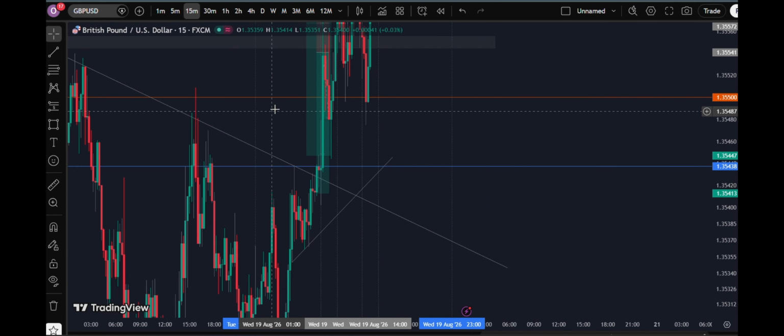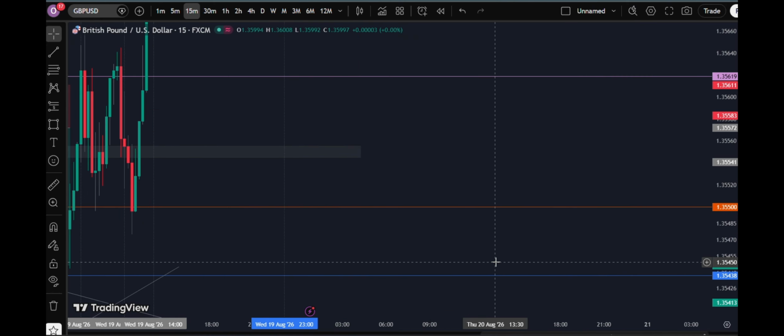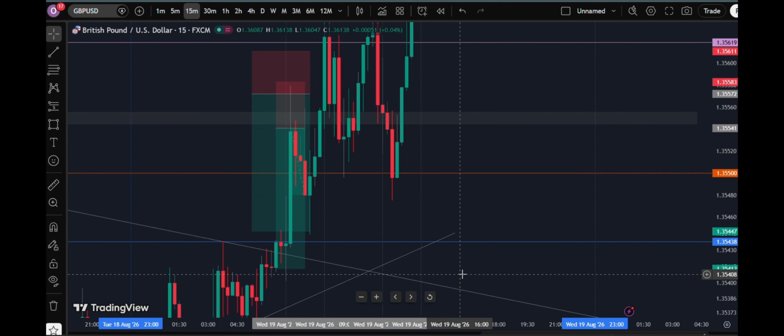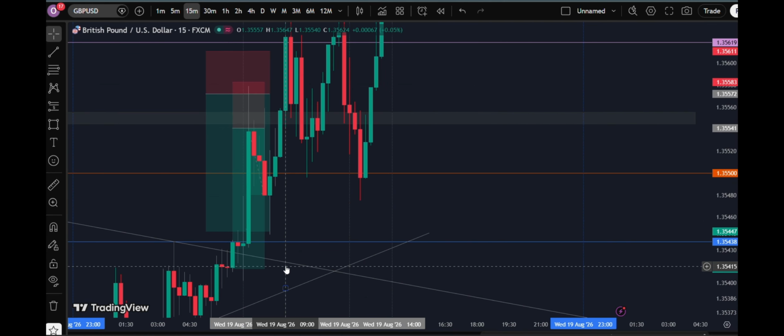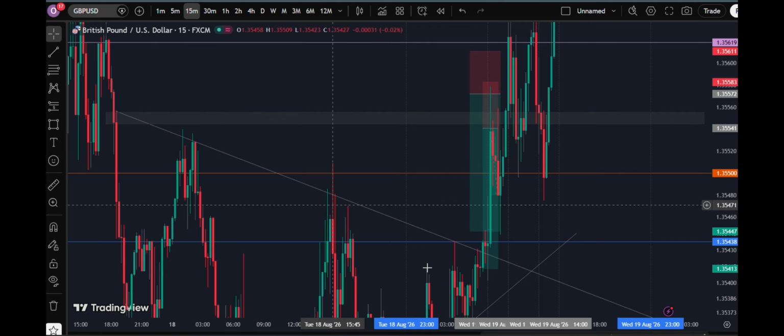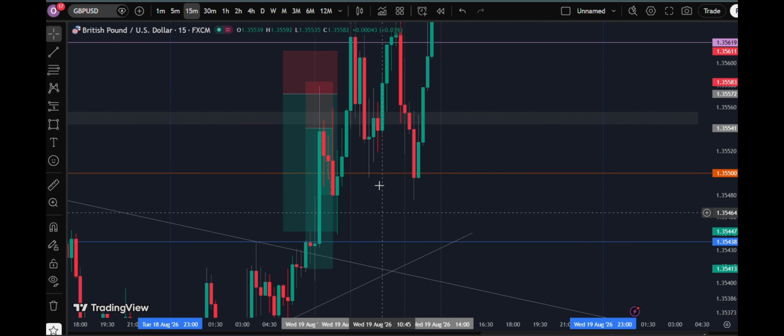Even though I took those entries, I also took buy entries over here. I took buy entries because this market was highly bullish. So I took positions on 2 sides, one to the downside and one to the upside.